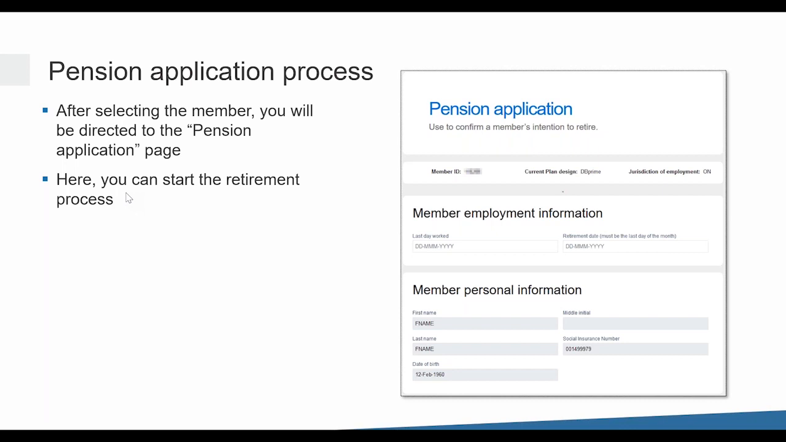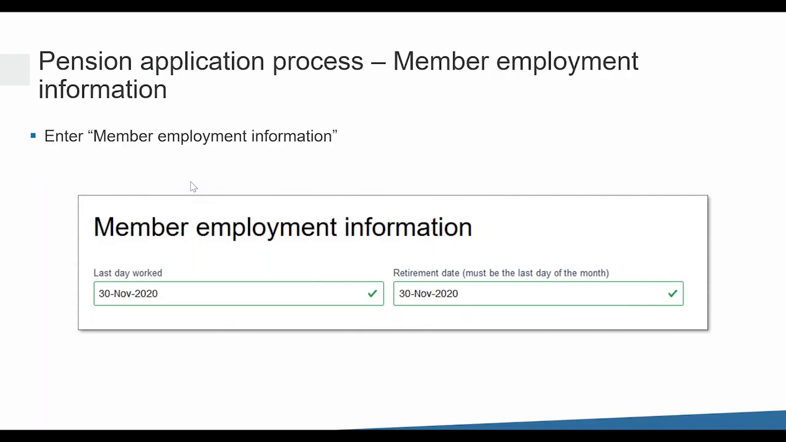After selecting the member, you will be taken to the pension application page. This is where you will begin the retirement process. The first section is the member's employment information. You will provide the last day worked and the retirement date. Once you have entered the required information, you should see the fields highlighted green with a check mark. If you miss any required fields, the field will be highlighted red with a message stating what is required.